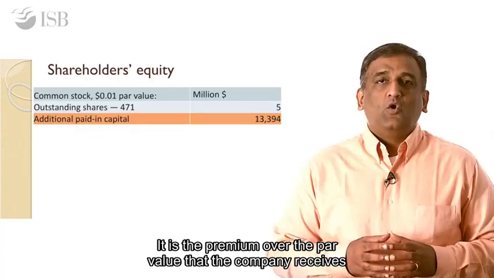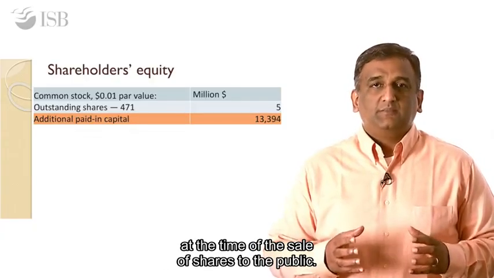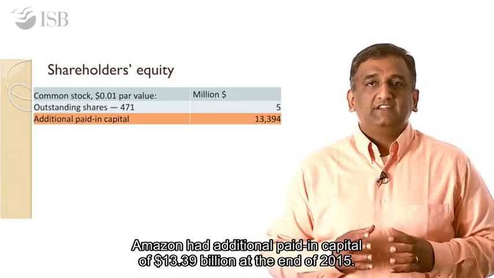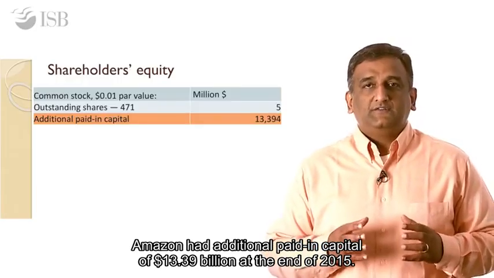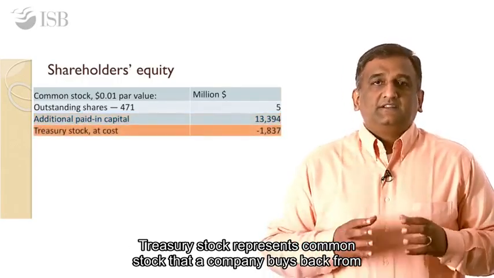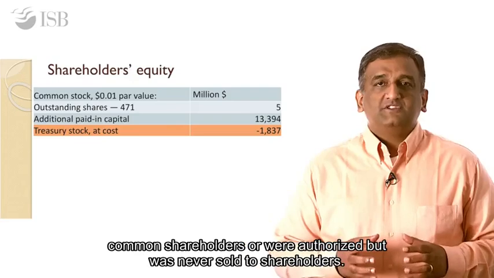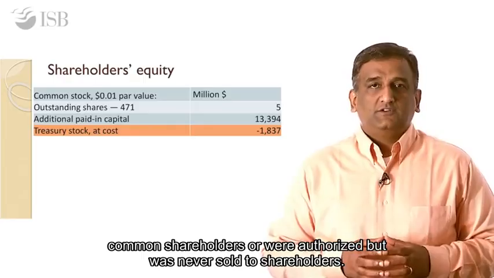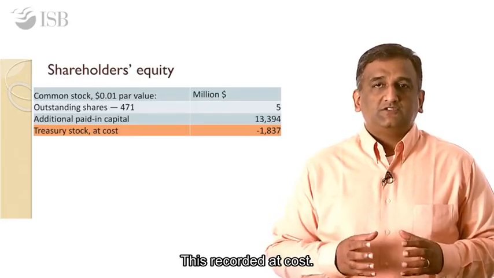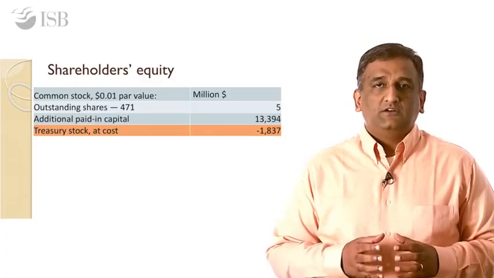It is the premium over the par value that the company receives at the time of the sale of shares to the public. Amazon had additional paid-in capital of $13.39 billion at the end of 2015. Treasury stock represents common stock that a company buys back from common shareholders or were authorized but was never sold to shareholders. This is recorded at cost. Amazon had treasury stock worth $1.84 billion.